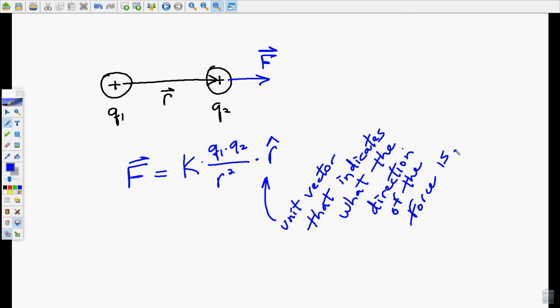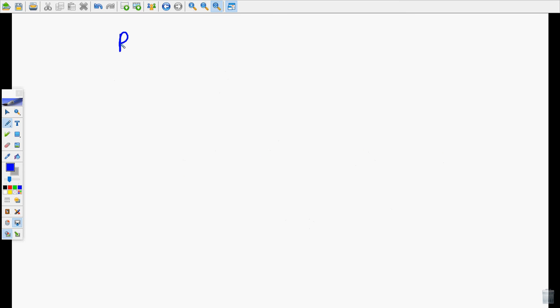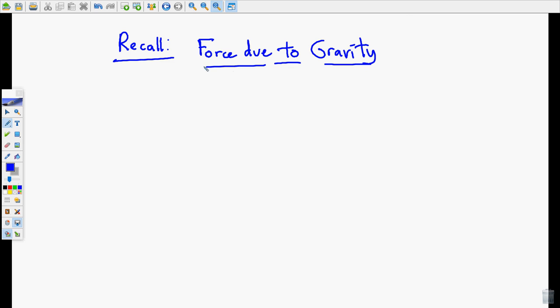Now you might recall with the gravity formula, the force was attractive when you had two masses. So there was a negative sign in front of that. So let's just take a moment and recall.